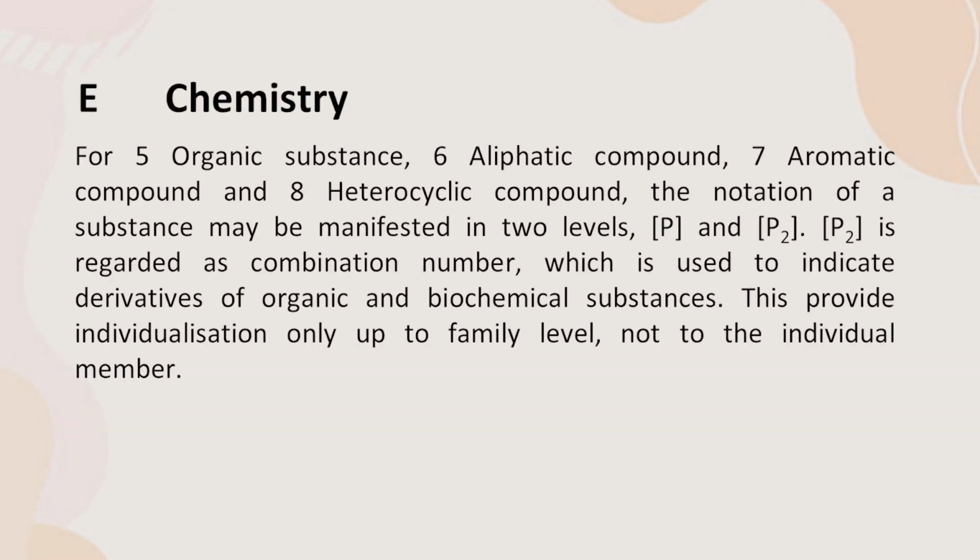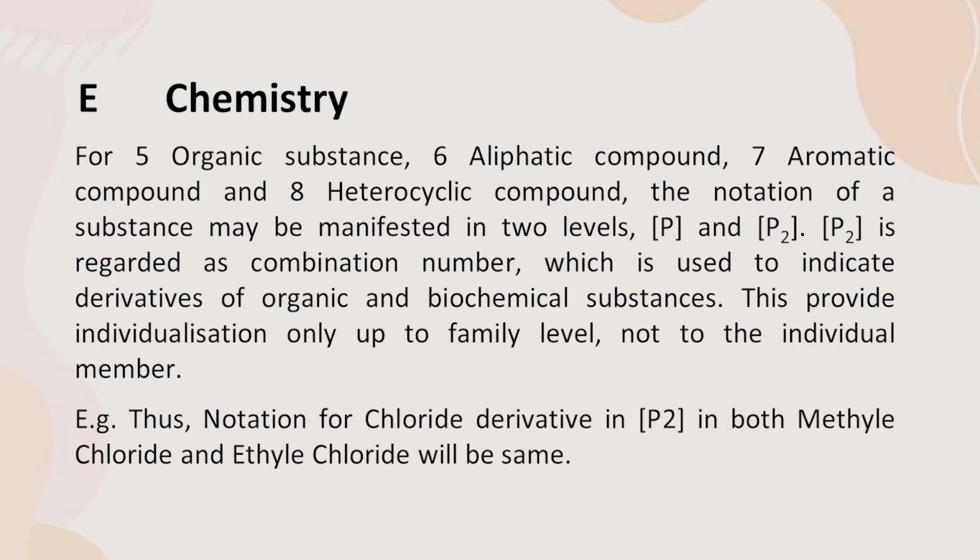For 5 organic substance, 6 aliphatic compound, 7 aromatic compound and 8 heterocyclic compound in the personality facet, the notation of a substance may be manifested in 2 levels, that is P1 and P2. P2 is regarded as the combination number, which is used to indicate derivatives of organic and biochemical substances. This provides individualization only up to family level and not to the individual member. Thus, the notation for chloride derivatives in the second level personality in both methyl chloride and ethyl chloride will be the same.